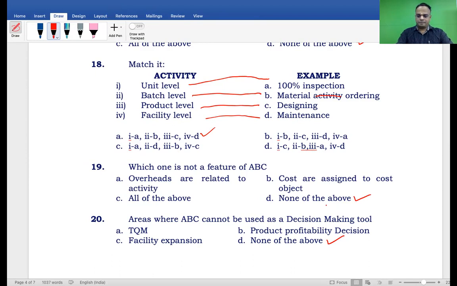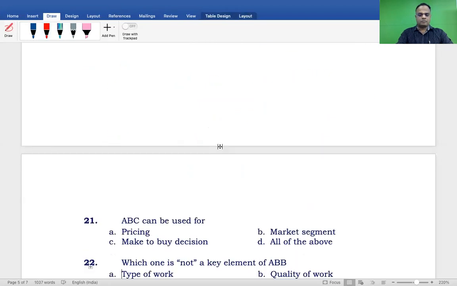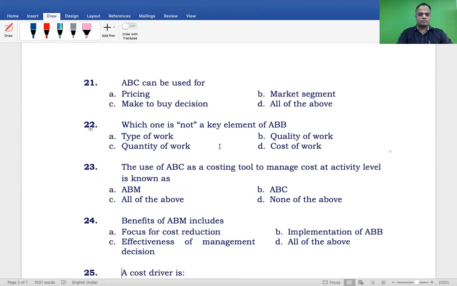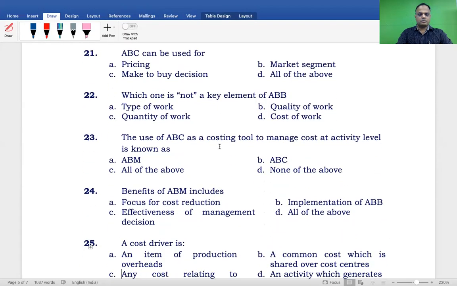Shall I go to the next one? Next. ABC can be used for pricing, market segment, make or buy decision. Okay. Therefore, all of the above is the correct answer.